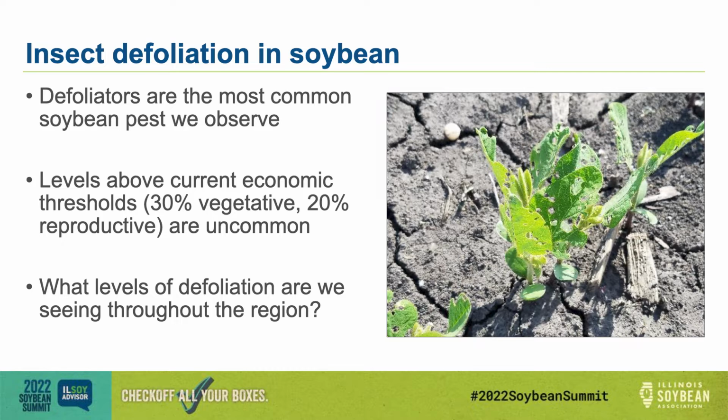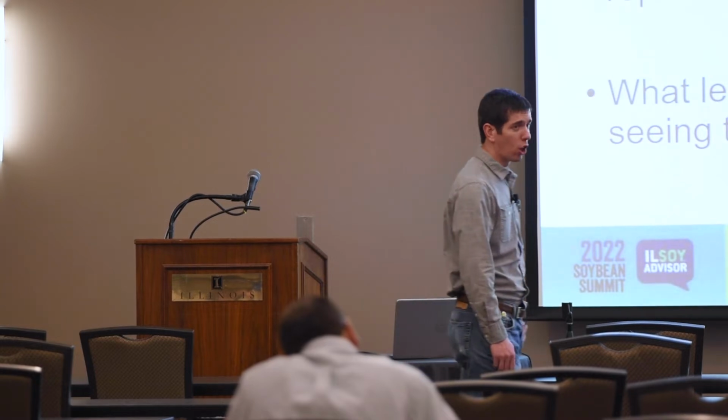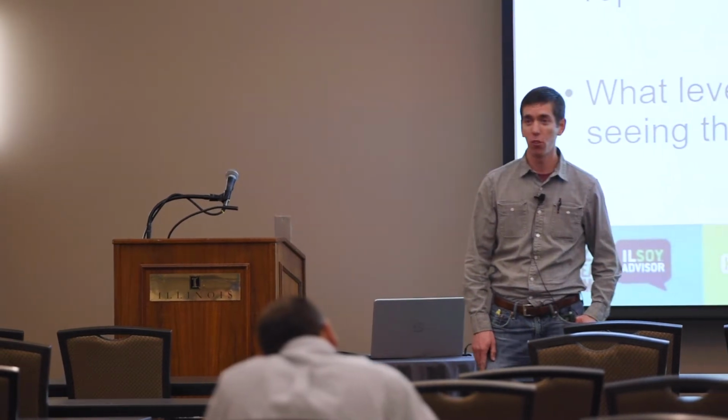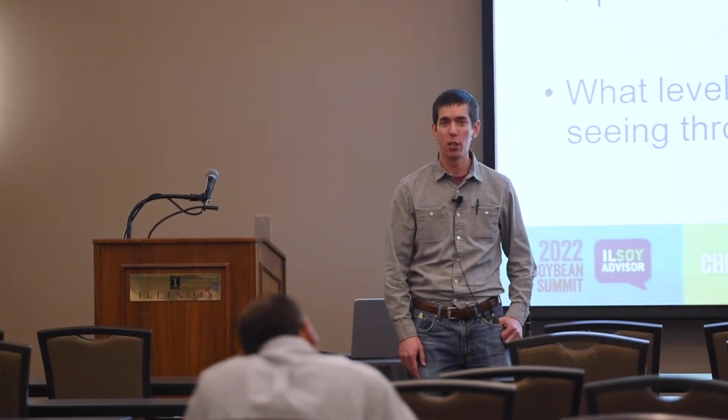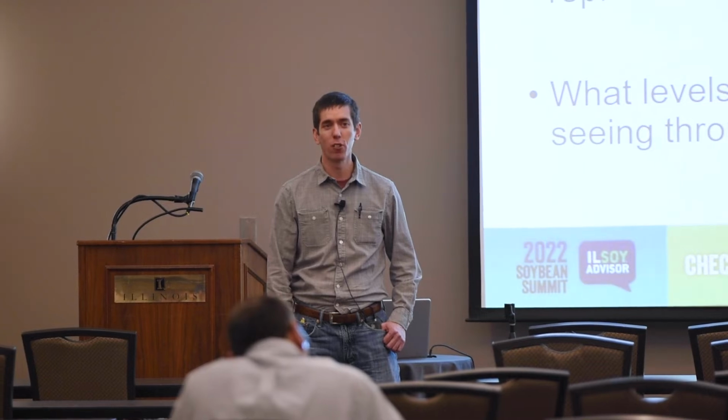Insect defoliation in soybeans. As she mentioned, we see a pretty wide variety of different insects that will go in and feed on the foliage. Some of them are pretty serious feeders on foliage, things like bean leaf beetle, and soybean looper if you go far enough south. Some are kind of wimpy, like salt marsh caterpillars.